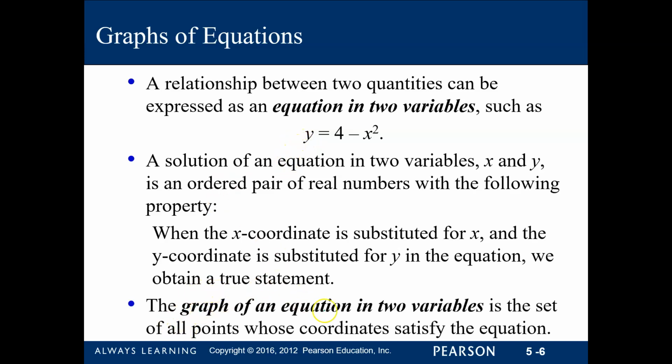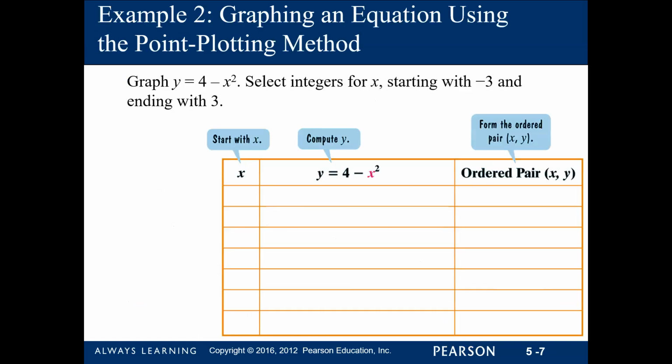So the graph of an equation in two variables is the set of all points whose coordinates, the x and y values, satisfy the equation. So let's have this example here. We are tasked to graph y is equal to 4 minus x squared. Now, sometimes it will be indicated that you start with specific numbers. So in our case, we are going to use the values of x from -3 to +3.